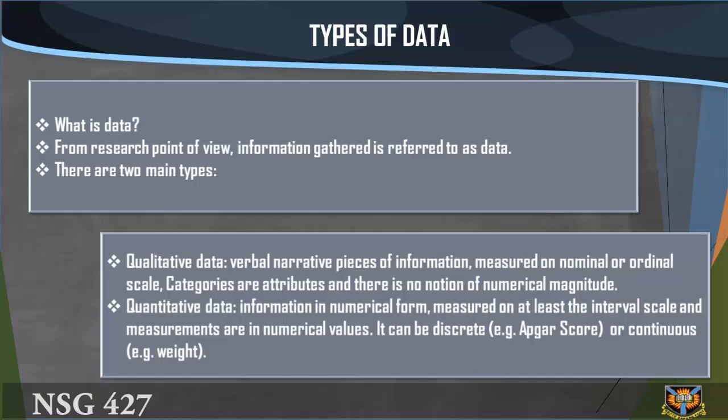Discrete if integer values only, e.g. Apgar score, and continuous if it can assume any value between any 2 points of the real line, e.g. weight, height, skin fold thickness. The responses of the sample of the study collectively are the data of the study.